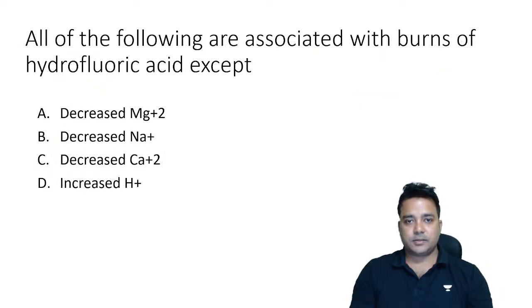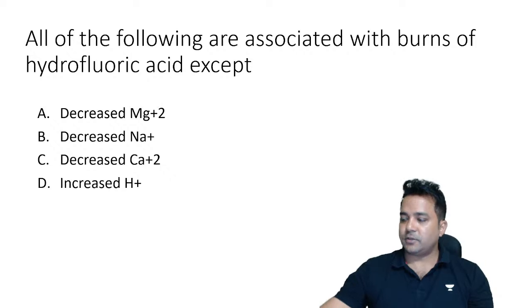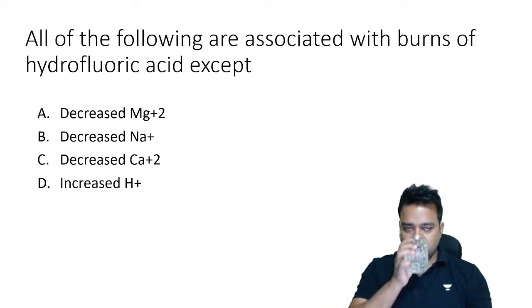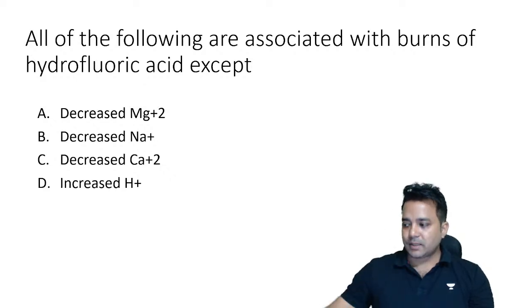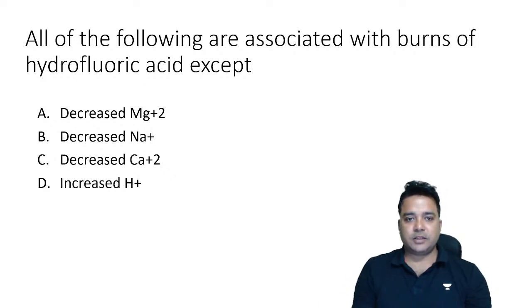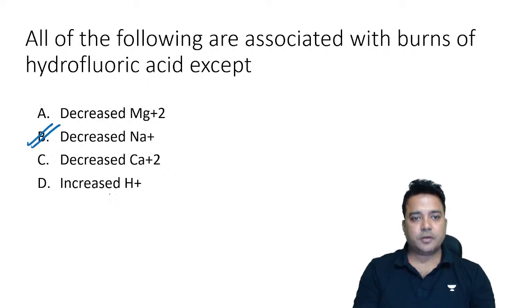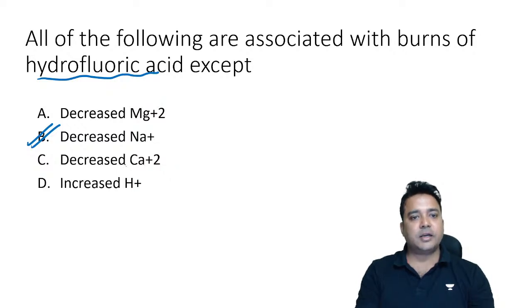Answer this one. All are associated with burns of HF. Correct answer goes with option B. Yes, hydrofluoric acid can give rise to hypomagnesemia, hypocalcemia, and yes, it is having H plus ions and fluoride ions. So lots of H plus ions will be increased in the body. The chemical formula HF, and this is the unique acid.